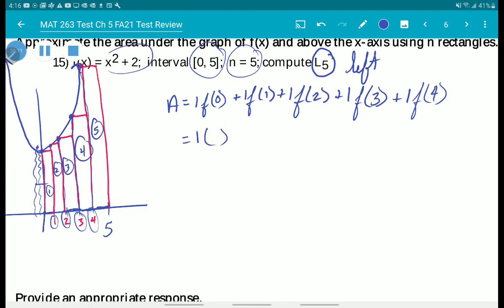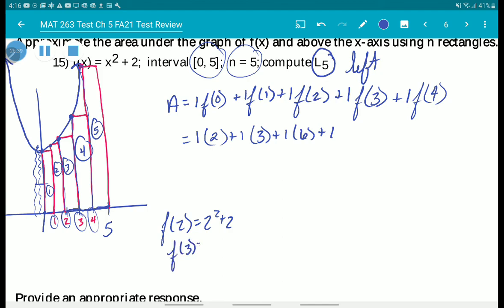So if we plug 0 into the function, we get 2. If we plug 1 into the function, we get 3. If we plug 2 into the function, f of 2 is going to be 2 squared plus 2. 4 plus 2 is 6. I need to find f of 3. So that's going to be 9 plus 2. And then I need to find f of 4, which is 16 plus 2.